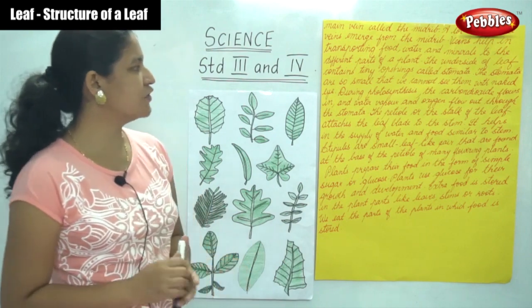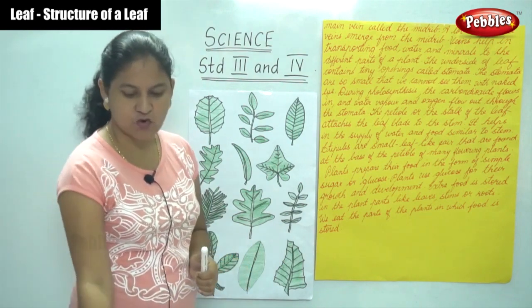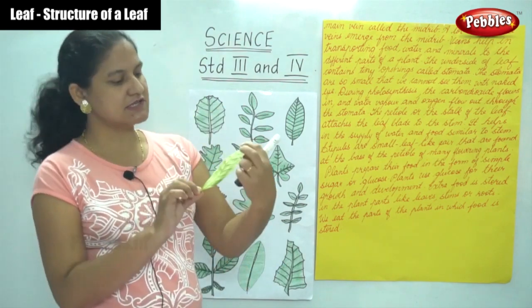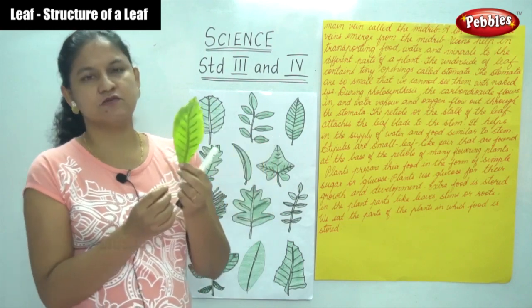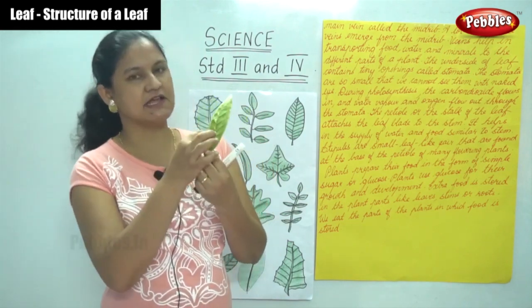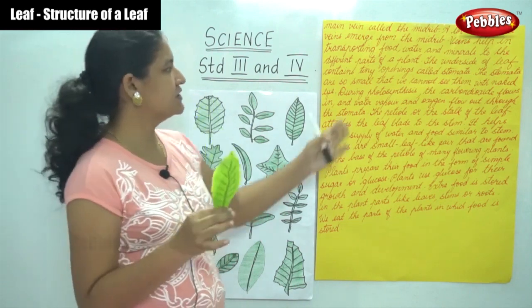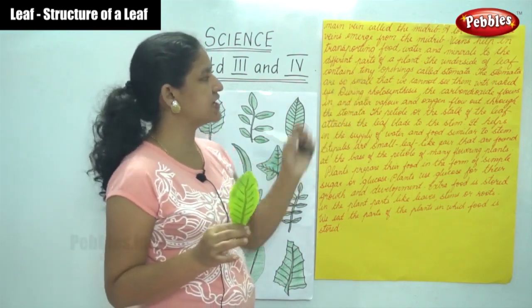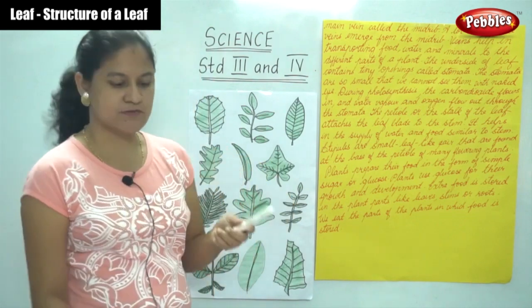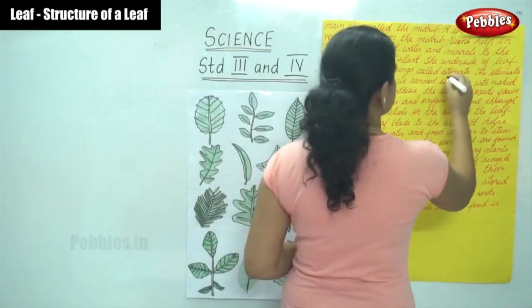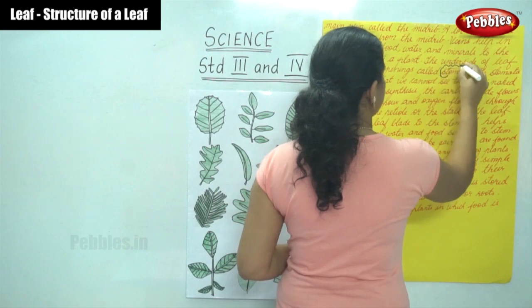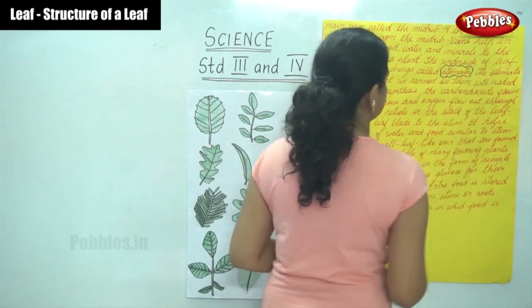The underside of the leaf contains tiny openings. If you turn the leaf over and look through a microscope, you can see that there are small openings on the underside of the leaf. So the underside of the leaf contains tiny openings called stomata.